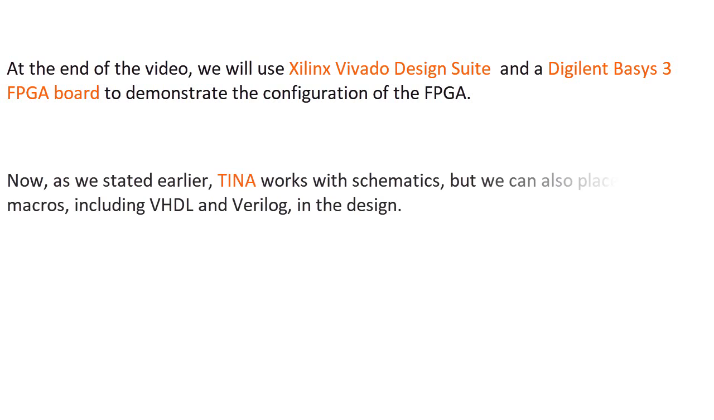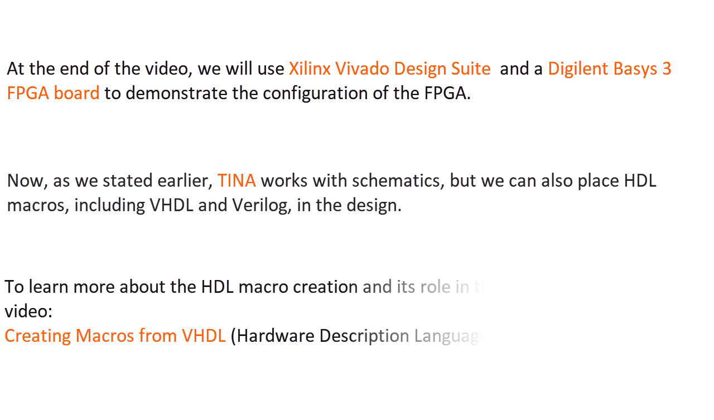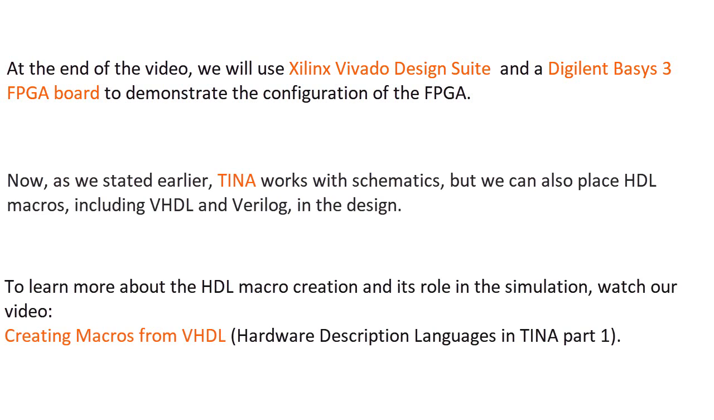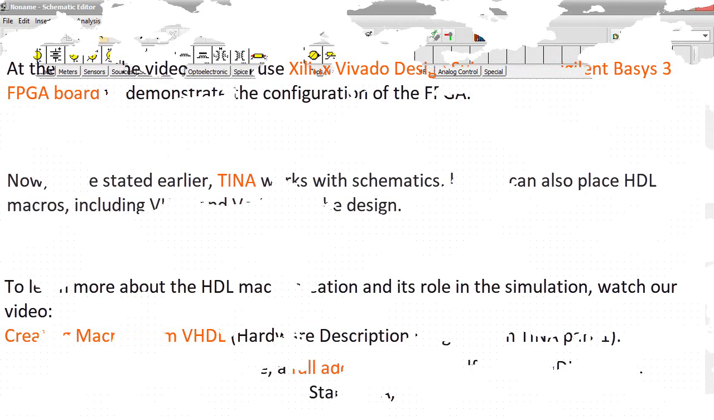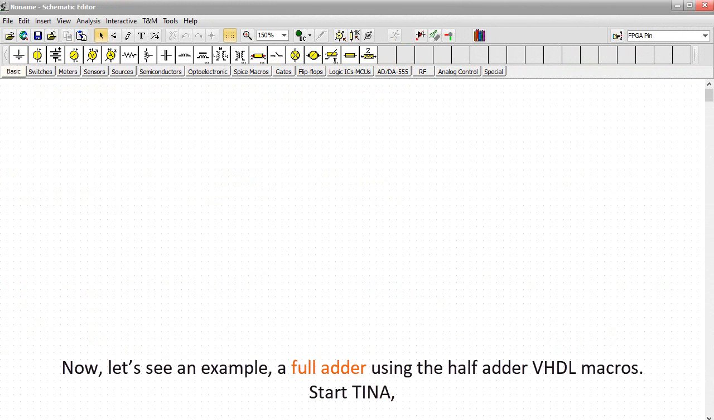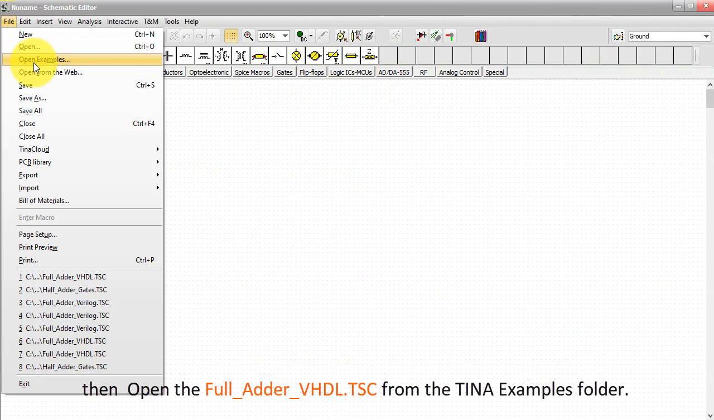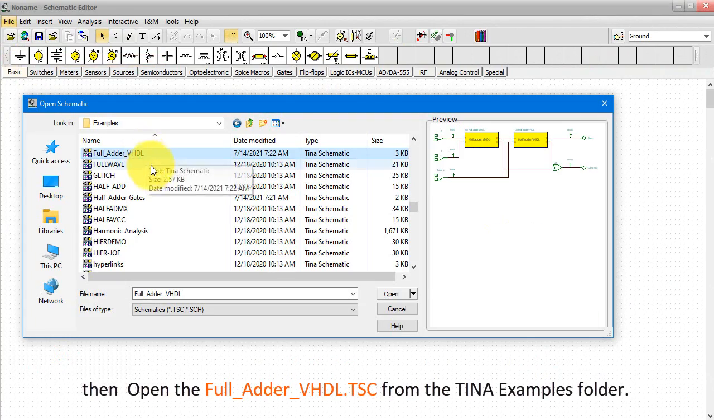Now, as we stated earlier, TINA works with schematics, but we can also place HDL macros, including VHDL and Verilog, in the design. To learn more about the HDL macro creation and its role in the simulation, watch our video, "Creating Macros from VHDL, Hardware Description Languages in TINA, Part 1." Now let's see an example, a full adder using the half adder VHDL macros. Start TINA, then open the full adder VHDL.tsc from the TINA examples folder.